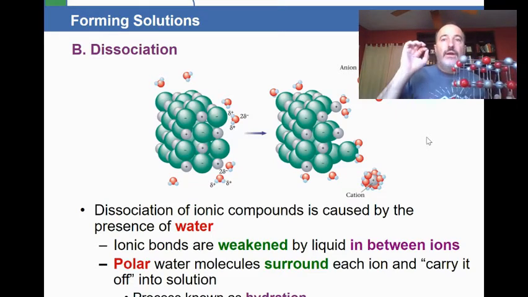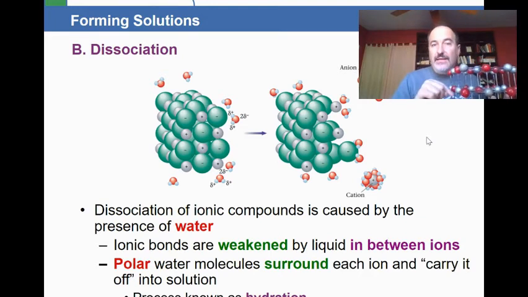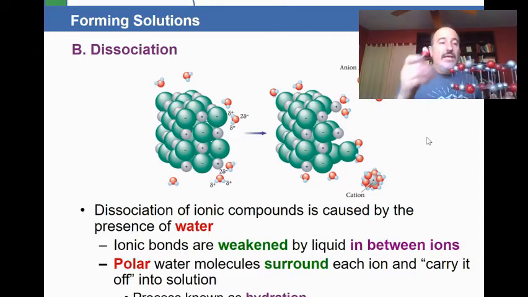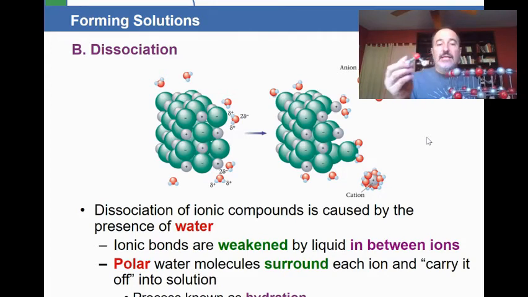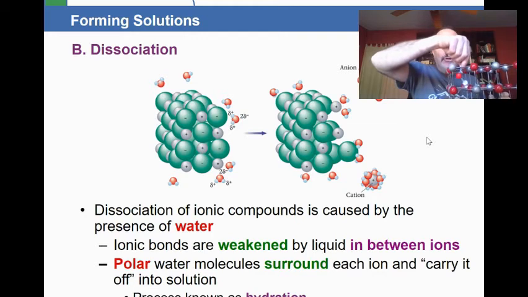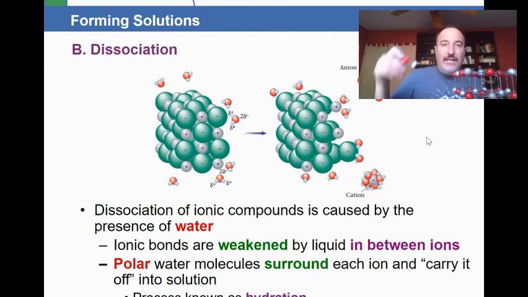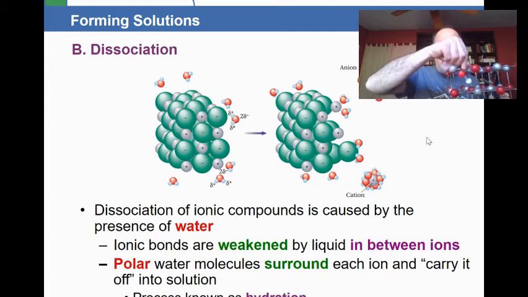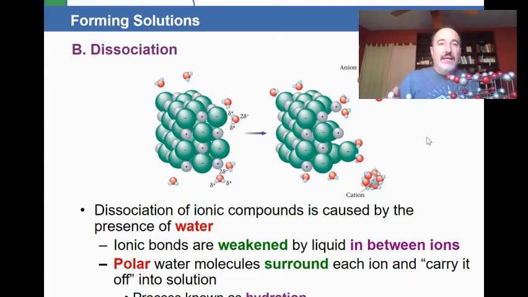Now, in order for dissociation to occur with an ionic compound, it's kind of like a two-part process. First of all, the water molecules weaken the ionic bonds. They do this by being attracted and slipping inside the cracks, as it were, between the ions. They physically get in the cracks in between. And then the polar water molecules will completely surround an ion and carry it off into solution, in a process known as hydration.